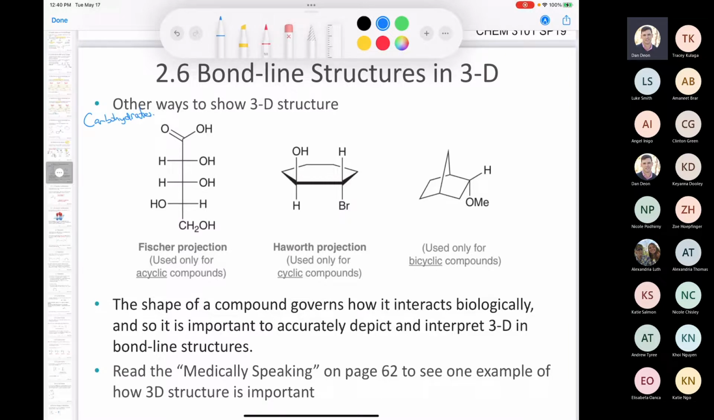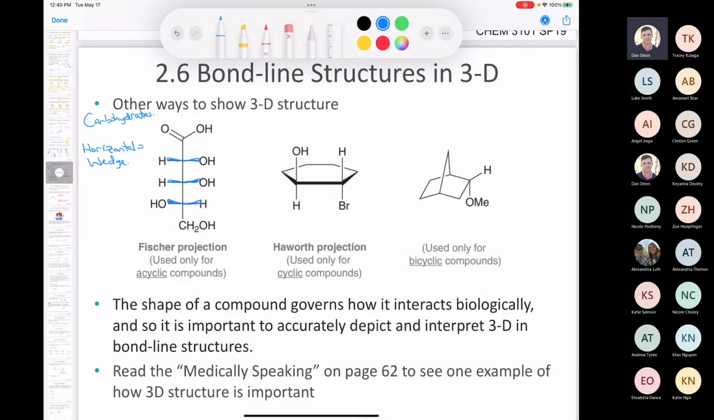But what's neat about the Fischer projection is any bond that's horizontal are wedges, even though they're not drawn that way. So this would be coming towards you. This would be coming towards you, and so on for each of the horizontal bonds.